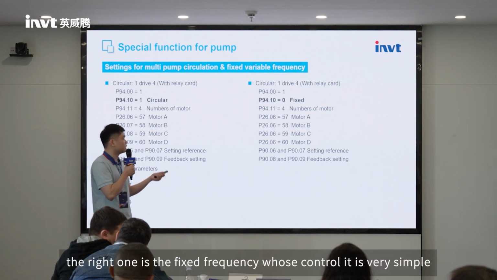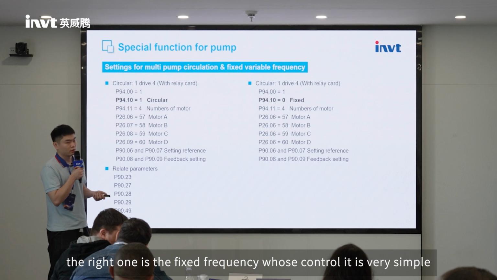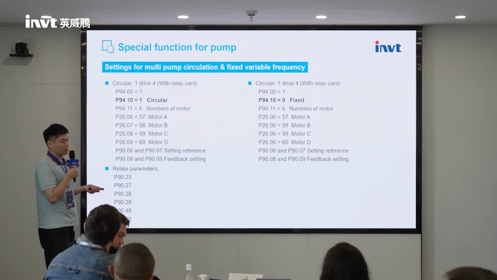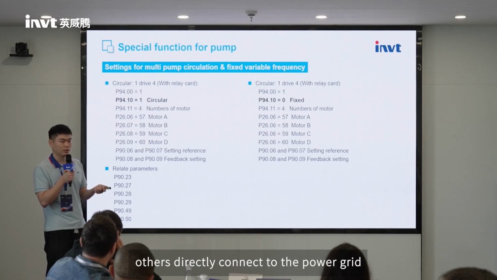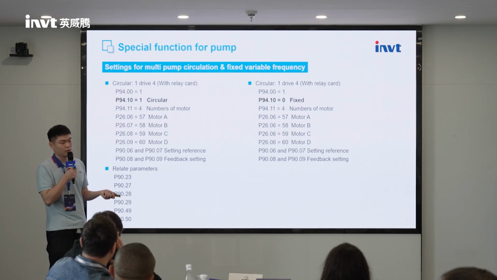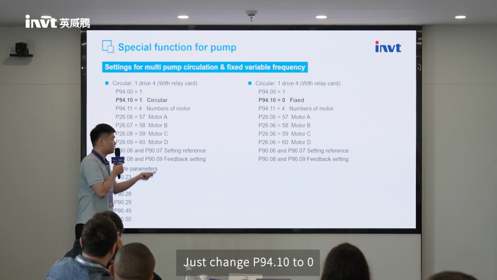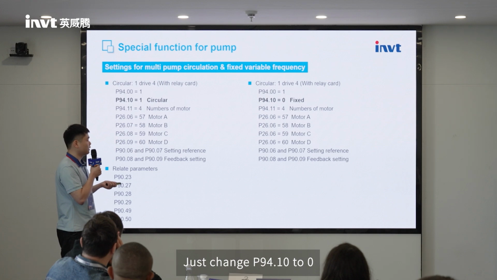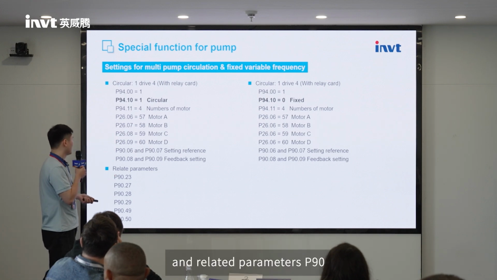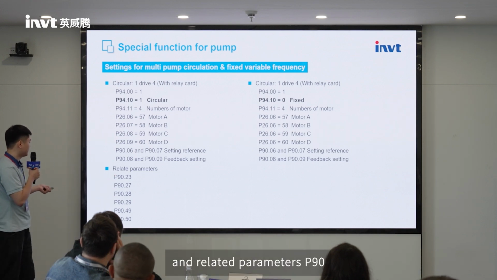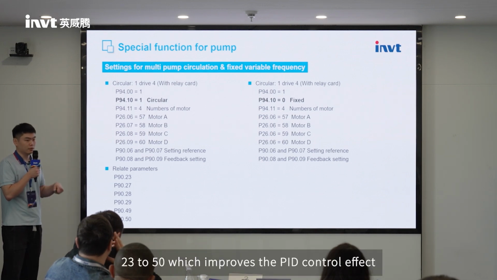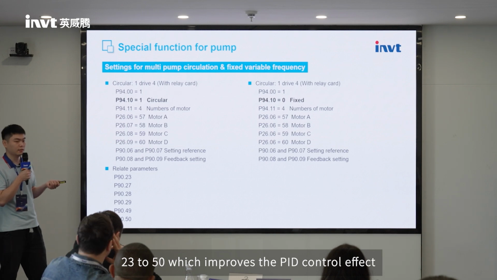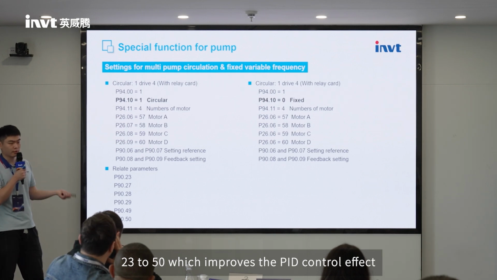The right one is the fixed frequency control. It is very simple. Motor 1 connects to the VFD. The others directly connect to the grid. Between them, there is no change. Just change the P194.10 to 0. And the relative parameter P19.23 to 50 improves the PID control effect.